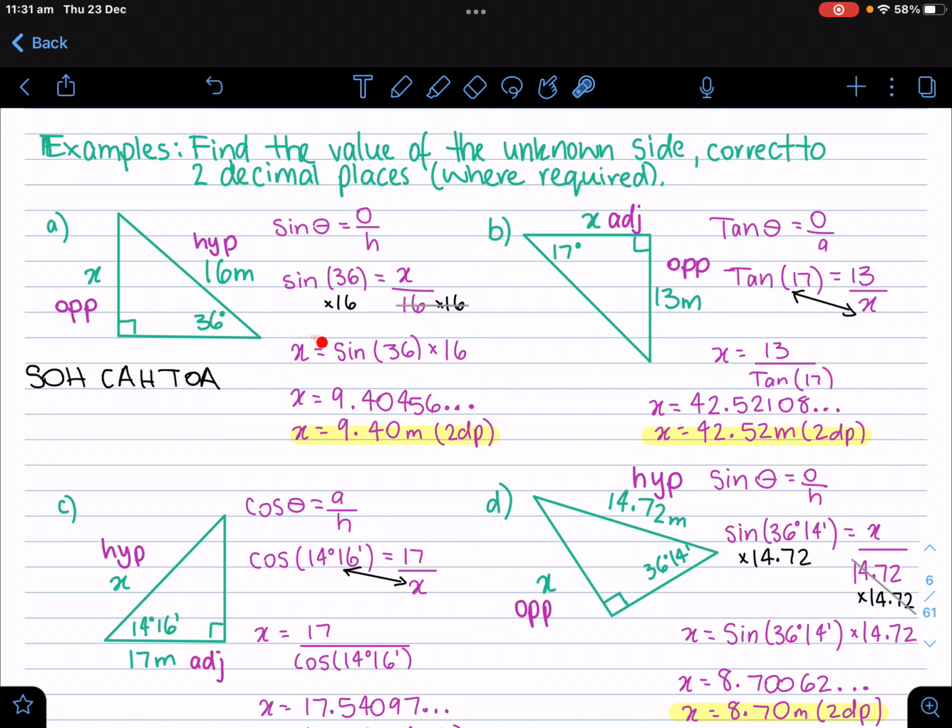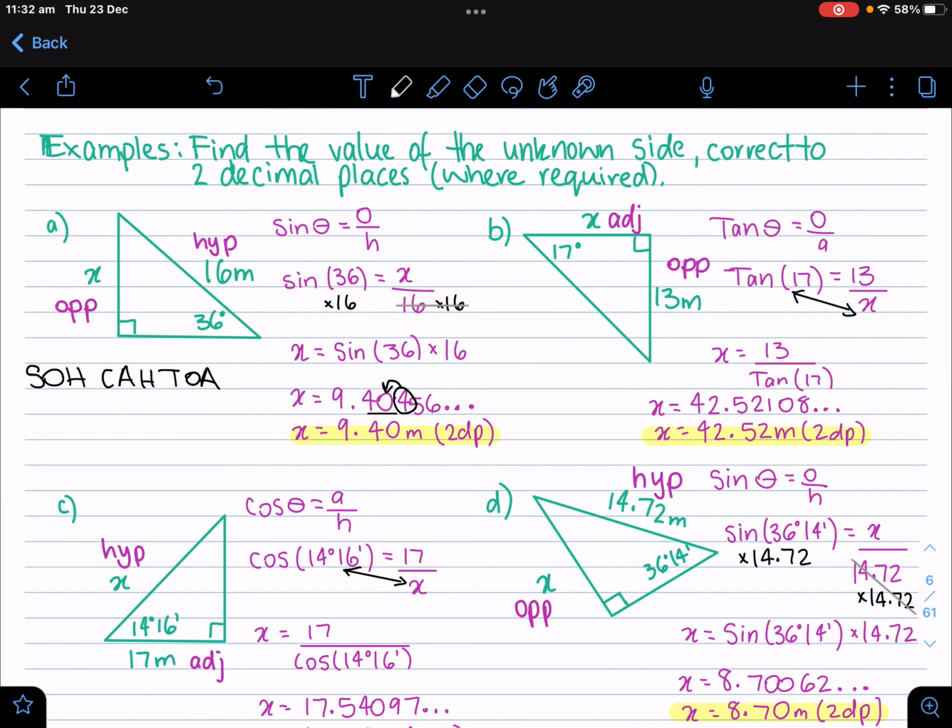You'll see I got the pronumeral by itself. Now when I type this into the calculator, I get a decimal that keeps going. So I need to round this off, and the question told me 2 decimal places. So I look at 1, 2, and I look at the third number, and that means that 0 stays as a 0. So my answer is 9.40 meters, correct to 2 decimal places. And you'll see I've indicated that there.